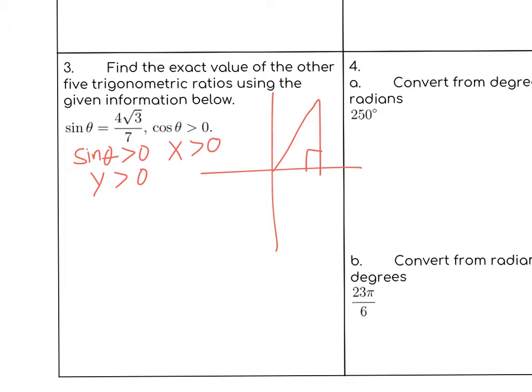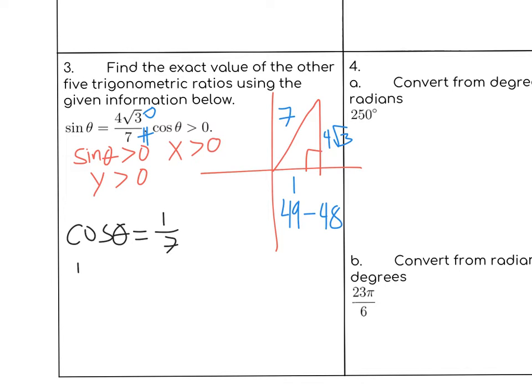And sine is going to be opposite over hypotenuse. So we've got 4 root 3 over 7. Finding that third side, we're going to Pythagorize, and we've got 49 minus 16 times 3, which is 48. This would be a side of 1. For this, we'd get cosine of theta is 1/7.